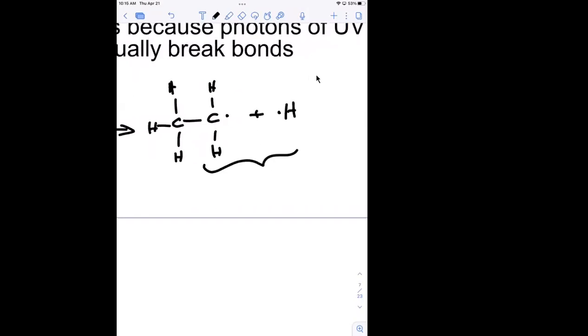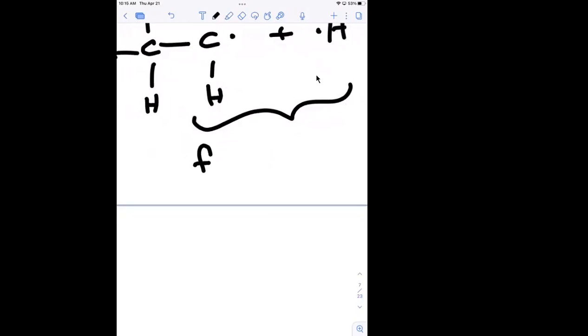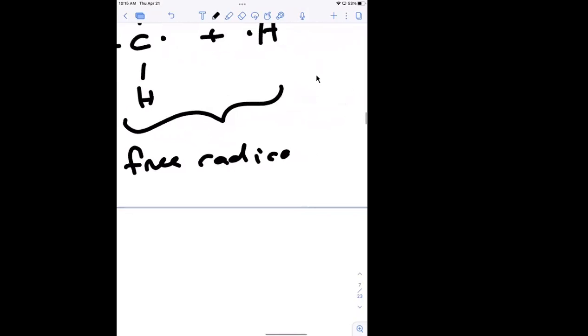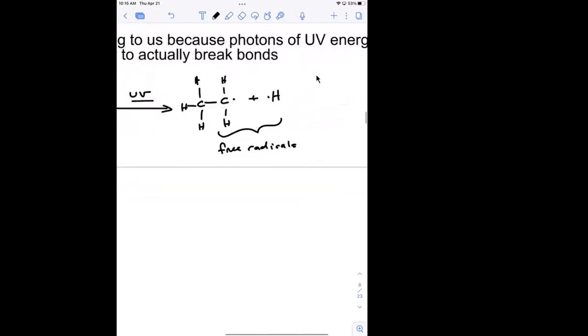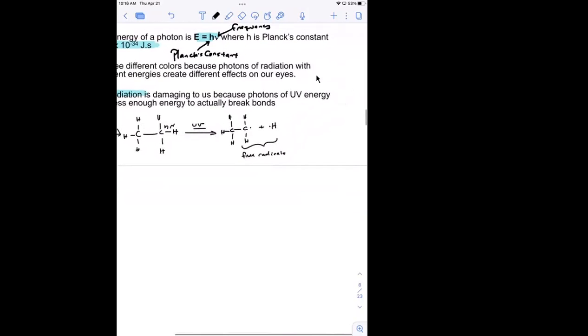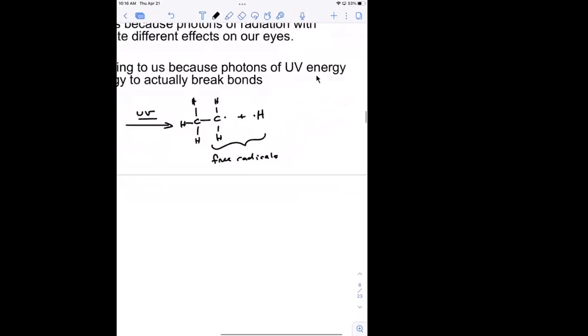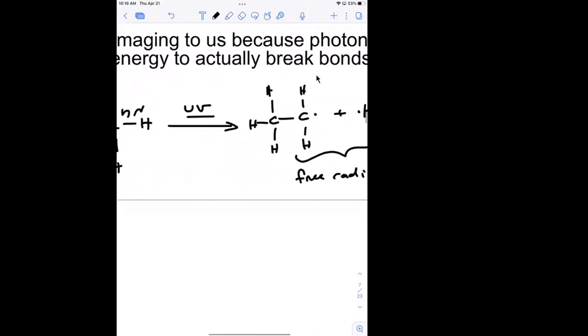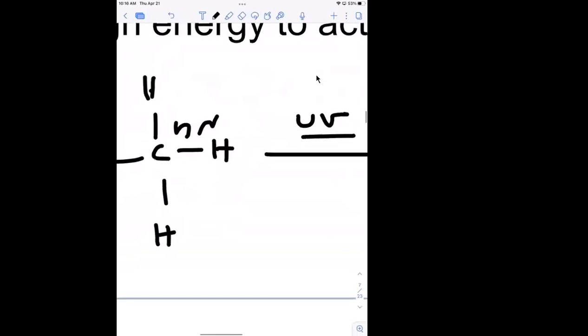Both of these are what we call, and you've heard this term before, free radicals. So UV radiation is energetic enough that you can form free radicals because you can actually break bonds, right? This type of bond breaking, where you split the bond in half and each atom takes one electron, we call that homolysis.